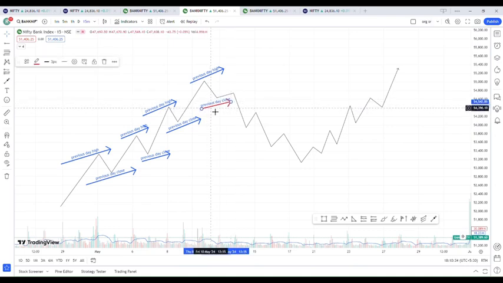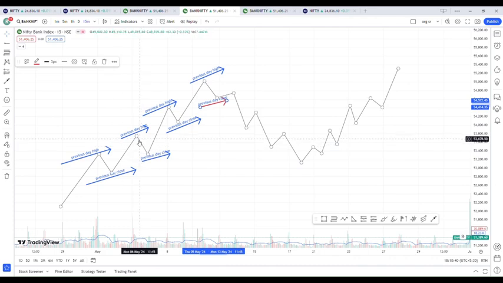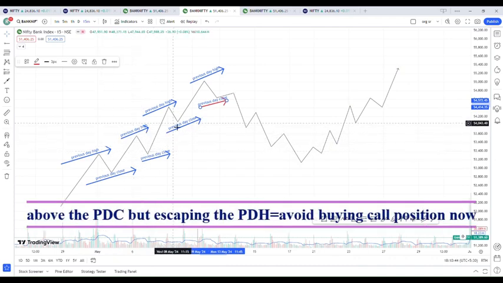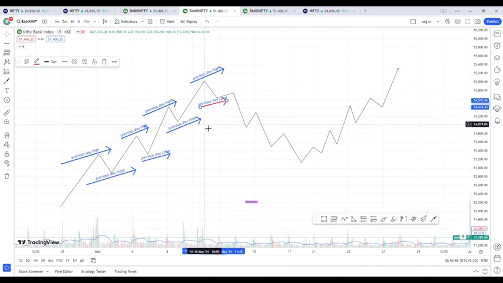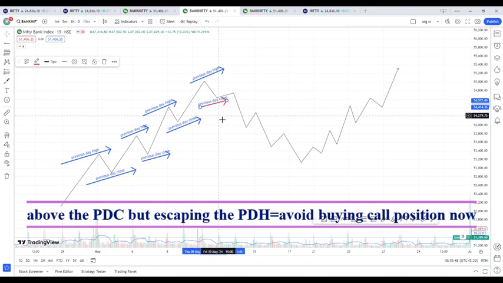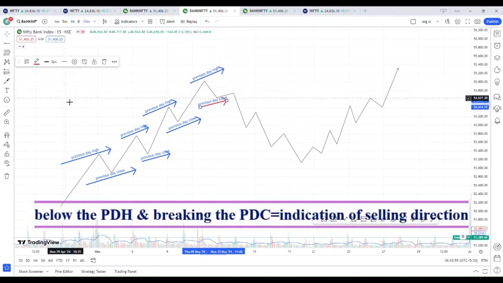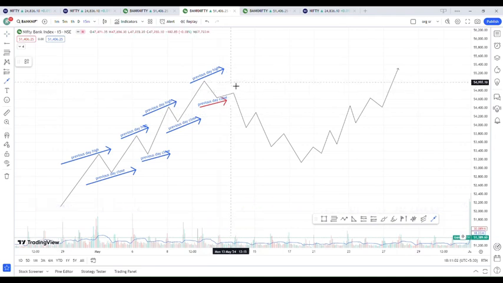Through that red arrow, I would like to make you understand that up to this point, the market is breaking its previous day highs and respecting its previous day closes. It means the market is in a bull run. The market is going up. But what happens next when the market is closing below the previous day high? Suppose this is the next day. The market is opening somewhere around this point here.